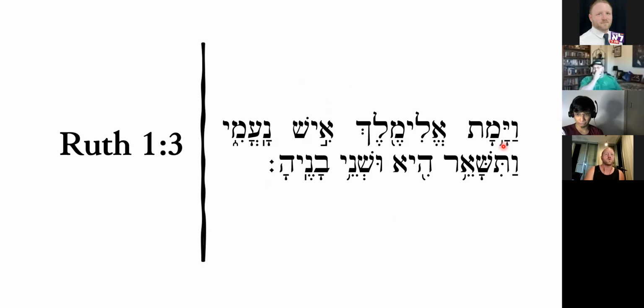Vayamot Elimelech ish Naomi, vatishaer hi ushne baneha. Okay, so Elimelech died, Naomi's husband. This uses ish as husband. And she was left, vatishaer. This is from Nishar, it's Nifal. She was left, her and her two sons. They were left without a father and without a husband.